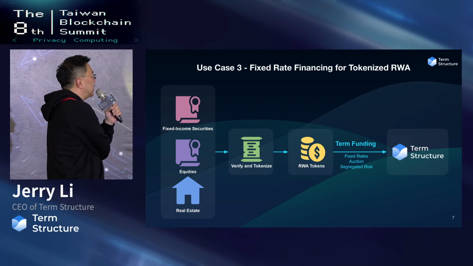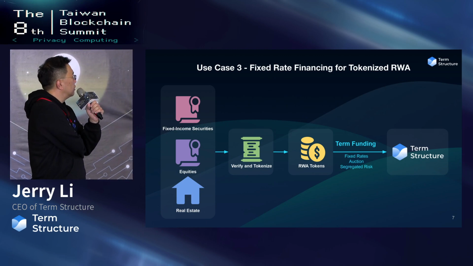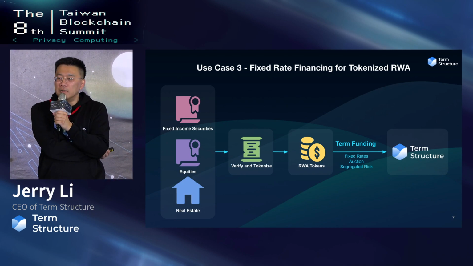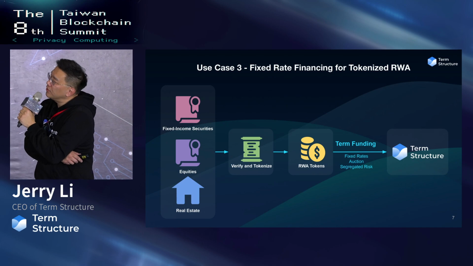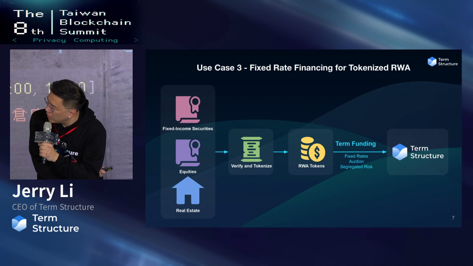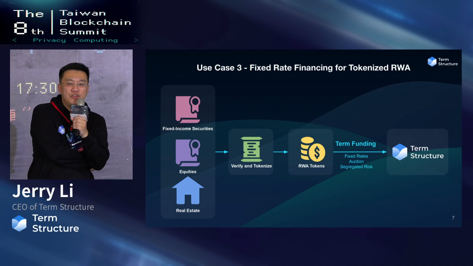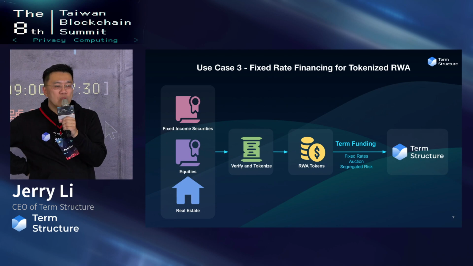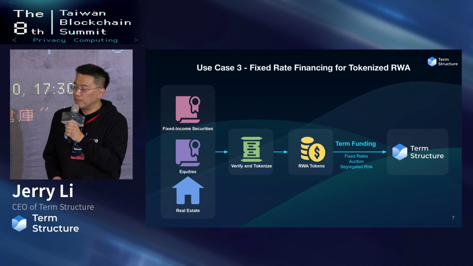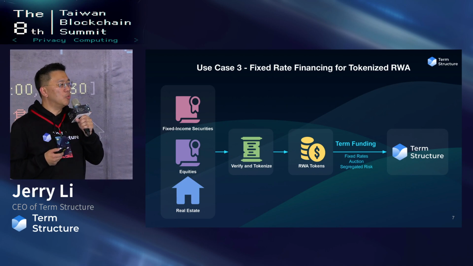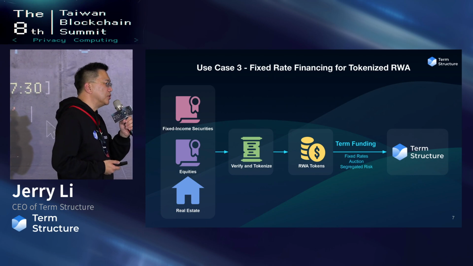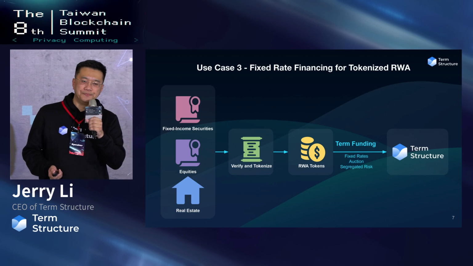The next use case is fixed rate financing for tokenized real world assets. Right now, we've seen multiple different kinds of tokenized real world assets. Maybe I will take an example of a real asset. So if you have a house, what would you do? You will do the mortgage. You want to borrow at a fixed interest rate, and you want to borrow for a fixed term, so that you can use this money to do something else.